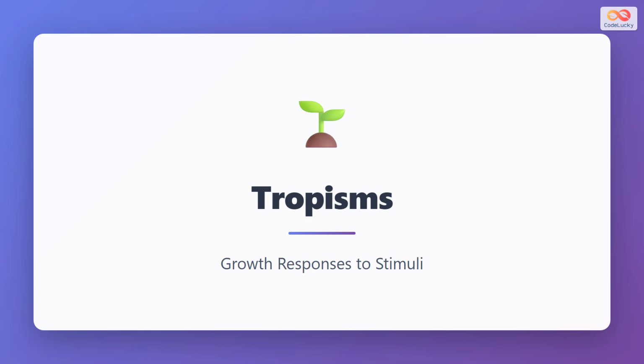Welcome to this lesson on tropisms. Tropisms are fascinating growth responses that allow plants to interact with their environment in remarkable ways. Throughout this video, we'll explore how plants grow toward or away from different stimuli, helping them survive and thrive in their surroundings.